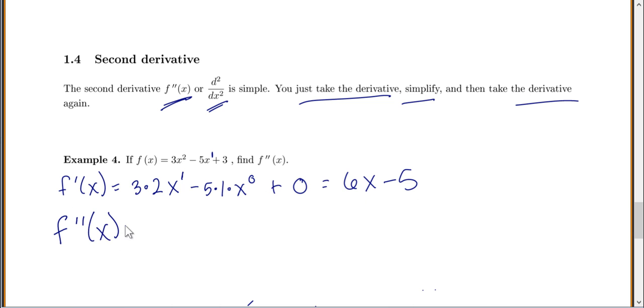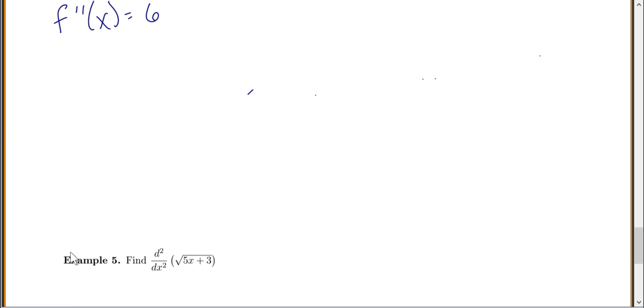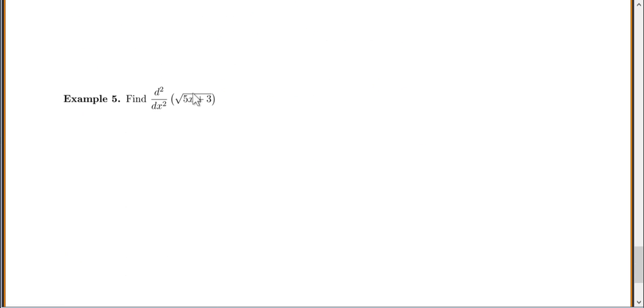Once you've done that, now you start completely over and just take the derivative like you normally would. Absolutely nothing special. The derivative of 6x is 6, derivative of 5 is 0. So, 6. See, truly nothing complicated on this, you just take the derivative twice. Let's try this next example.